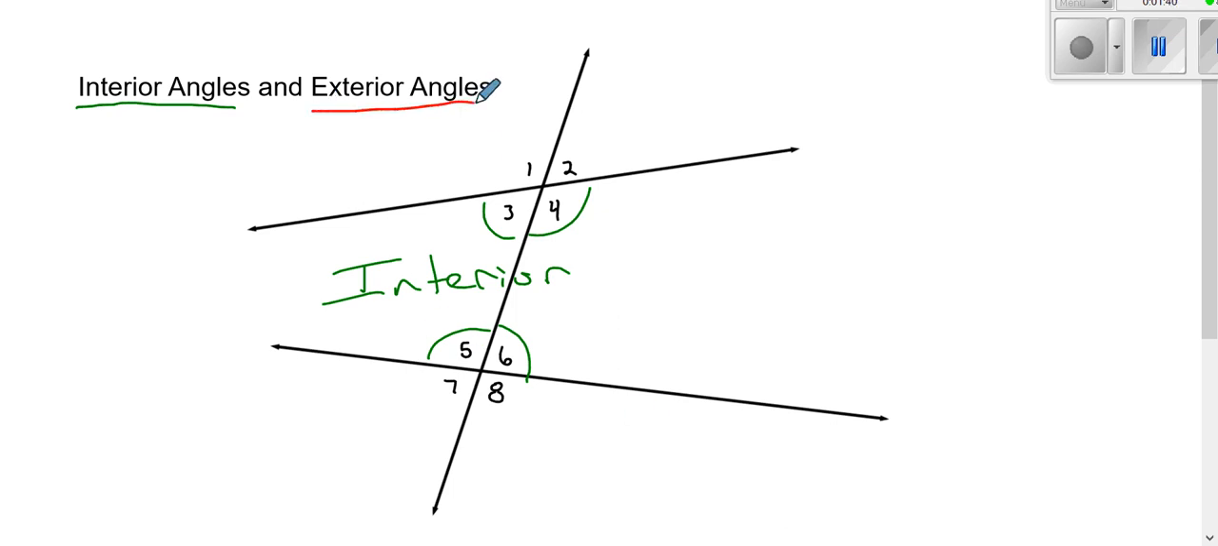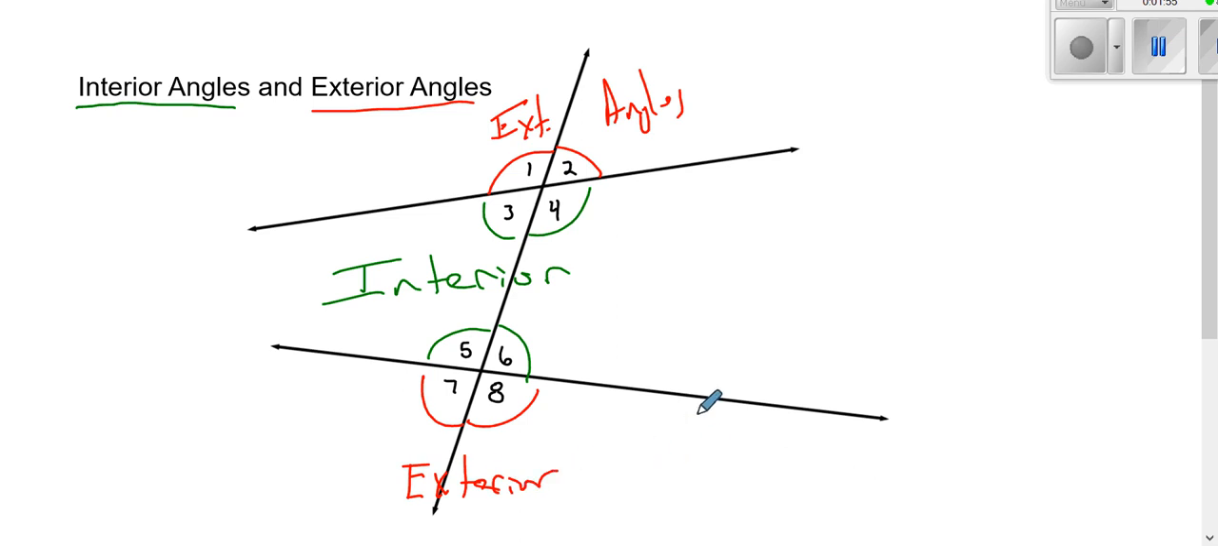Exterior angles would be the angles that are not between the two lines. So this one, this one, this one, and this one are all known as exterior angles. This is the exterior out here. So exterior, outside, interior, inside. That's an important little concept. In fact, it's going to be really important for the next few definitions that I give to you. So let's move to the next part.